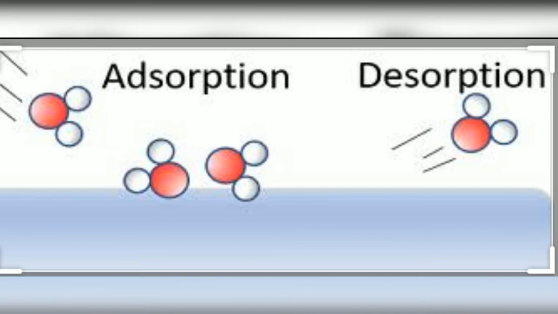Now dear students, when the particles come and sit on the surface, it is called adsorption. For example, gaseous particles come and sit on the surface of the charcoal, that is adsorption. But when they go back, that is called desorption. Coming and sitting there is adsorption, and going away from the surface is desorption, because the particles do not sit on the surface for a long time. It may take only a few seconds and they may go out again.